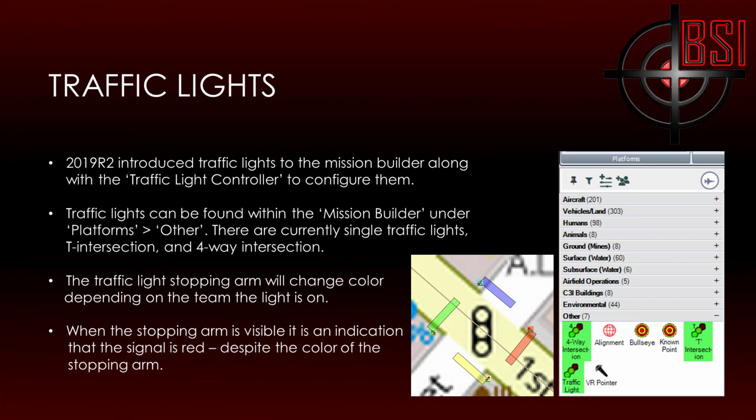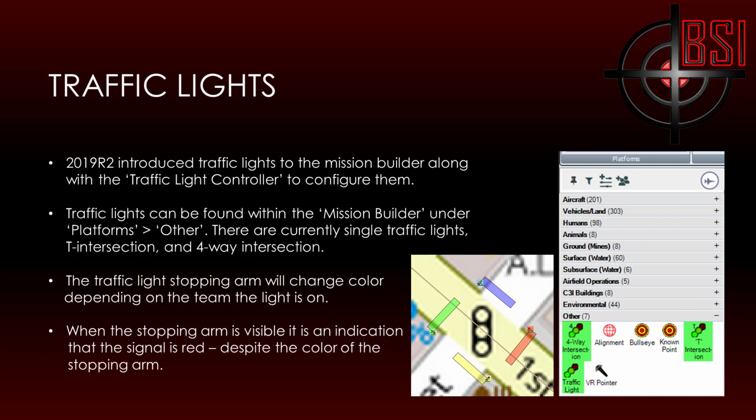New to 2019 R2 is the capability to add traffic lights to your mission along with the ability to control their operation using the traffic light controller. Traffic lights can be found within the mission builder under Platforms, Other. There are currently single traffic lights, T-intersection, and four-way intersections. Each type can be modified to fit your specific requirements.